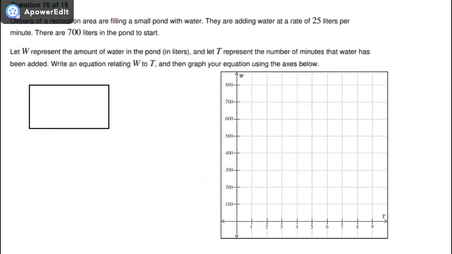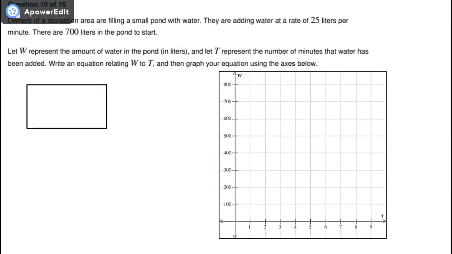Alright, number 10. The owner of a recreation area is filling a small pond with water. They are adding water at the rate of 25 liters per minute. There are 700 liters in the pond to start. Let W represent the amount of water in the pond in liters, and let T represent the number of minutes that water has been added. Write an equation relating W to T, then graph your equation using the axis below.